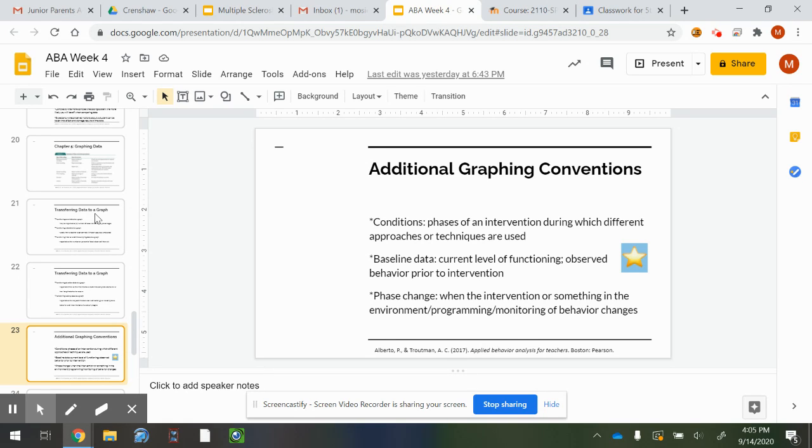So there's a phase line change on their graphs that show that there's something different in their programming that may affect their progress. If an intervention is changed, we put in a phase line change to show that something is changed in their programming. Maybe it's the number of minutes that they're attending social skills group. Maybe it's the amount of students they're attending social skills group with. Maybe we're progress monitoring in a little bit different way because the way that we were progress monitoring isn't giving us the data that we need to see. So anytime we make a change to a student's plan, we need to put a phase line change so that we can note whether that change was positive or negative.